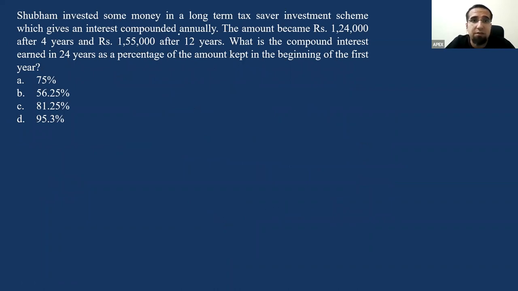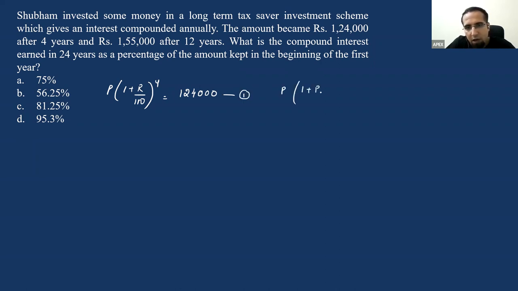Shubham invested some money in a long-term tax saver investment scheme, which gives an interest compounded annually. The amount becomes 1,24,000 after 4 years. That means I have P into (1 plus R by 100) whole to the power 4 is equal to 1,24,000. And similarly, let's say this is my first equation, and I have P into (1 plus R by 100) whole to the power 12 is equal to 1,55,000.